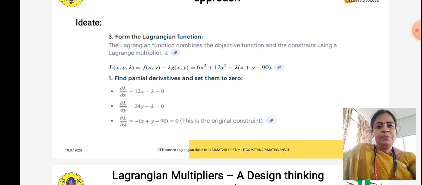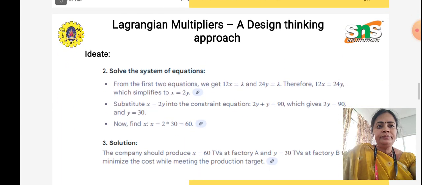And the next step, you have to find the partial derivatives and set them to 0. So dou L by dou x is equal to 12x minus lambda equal to 0. Similarly, differentiating L with respect to y, that is dou L by dou y equal to 24y minus lambda equal to 0. And finally, differentiating with respect to lambda, dou L by dou lambda equal to minus of x plus y minus 90 equal to 0. So this is our original constraint.